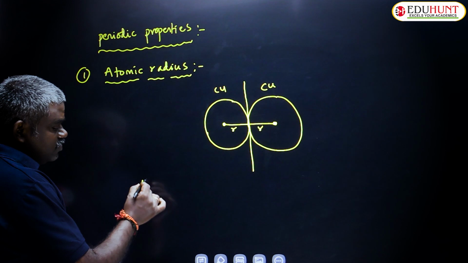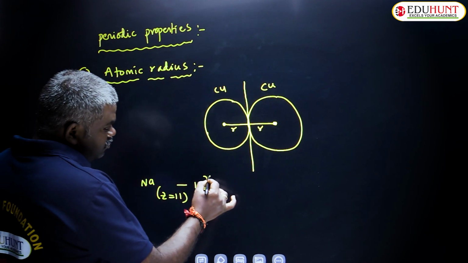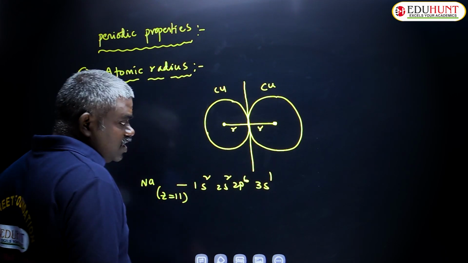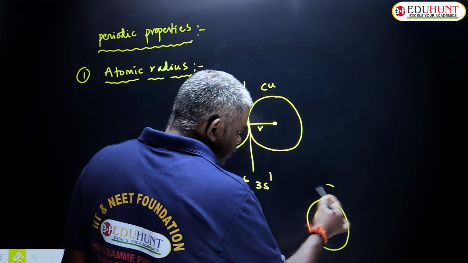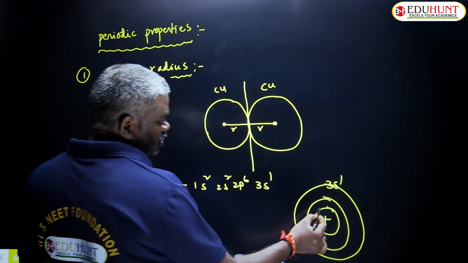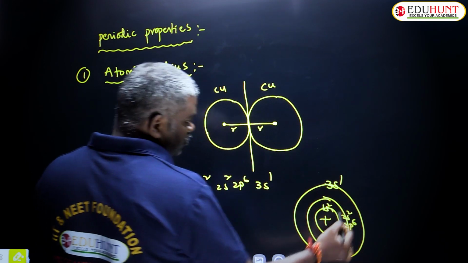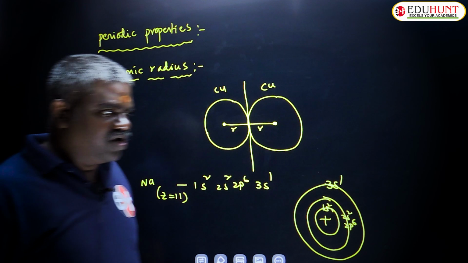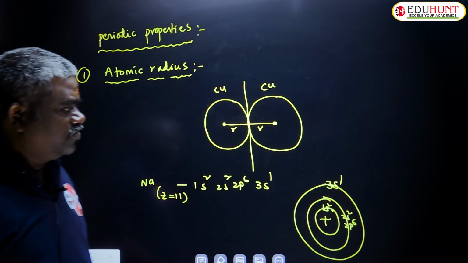Atomic radius, for example, take sodium. Sodium atomic number 11. It is 1s2, 2s2, 2p6, 3s1. If we take a sodium atom, from the nucleus there is the first shell, second shell and third shell. The first shell is 1s2. The second shell is 2s2, 2p6. The third shell is 3s1. The last shell is known as the valence shell. Here the third shell is the valence shell.